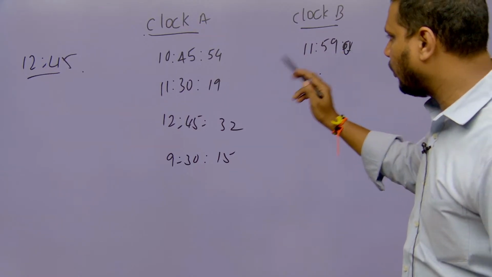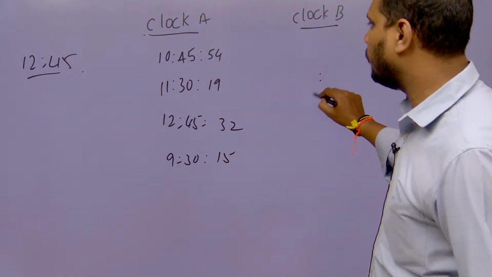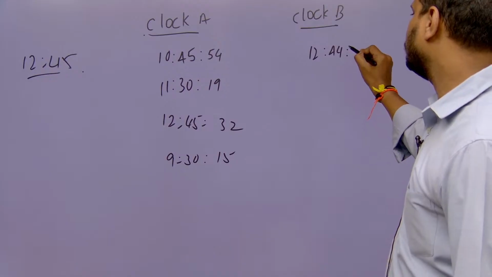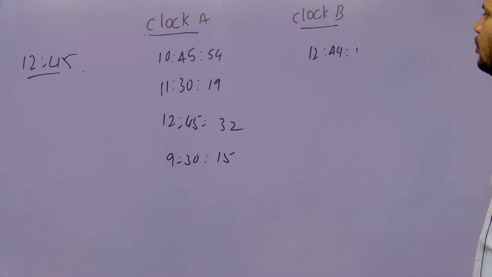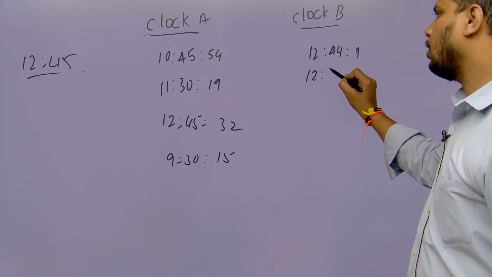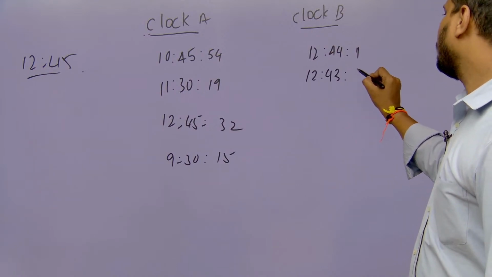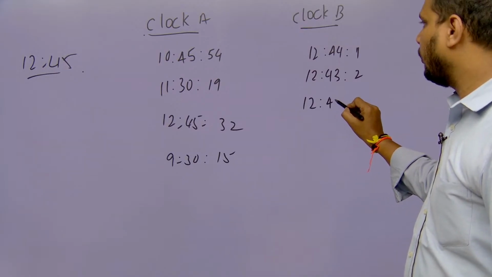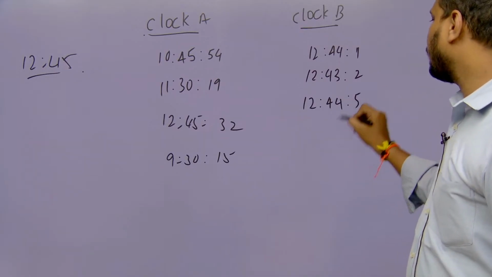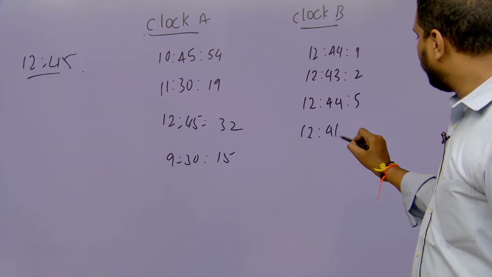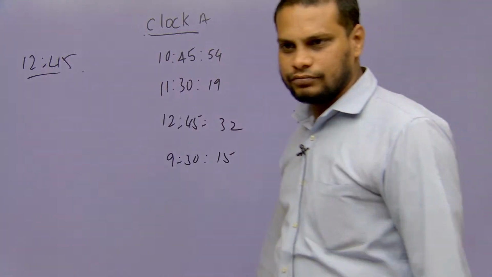For suppose 11:59 I take, I'll take like this 12:44. Okay, 12:44, 1 second. And next one 12:43, 3 seconds or 2 seconds, and 12:44, 5 seconds it is showing. Now 12:46, 7 seconds it is showing.